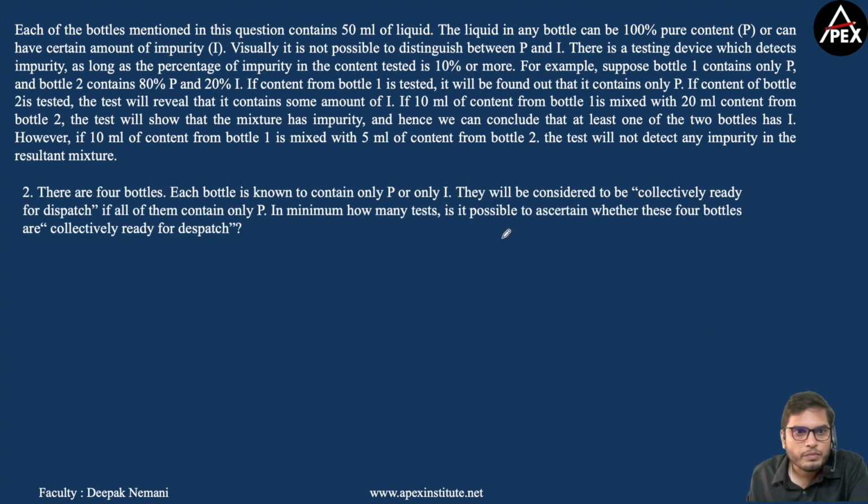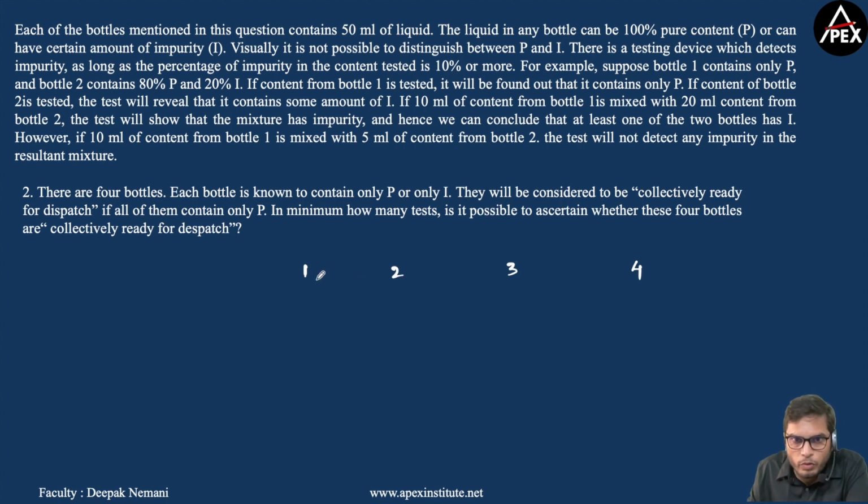Now coming to the second question. There are 4 bottles. Each bottle is known to contain only P or only I. They will be considered to be collectively ready for dispatch if all of them contain only P. In minimum how many tests is it possible to ascertain whether these 4 bottles are collectively ready for dispatch or not? Now let these 4 bottles be 1, 2, 3 and 4.